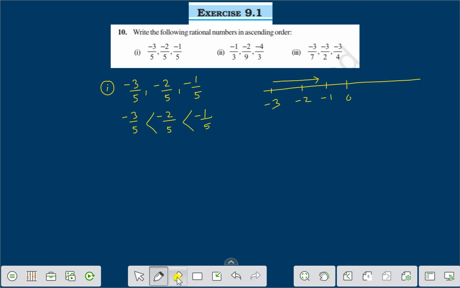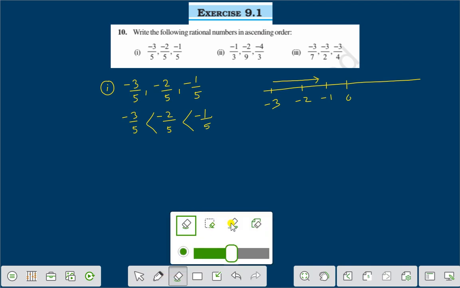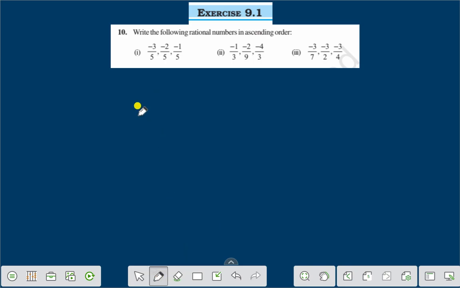Now we'll solve question number 2. Question number 2 here you see is: minus 1 by 3, minus 2 by 9, minus 4 by 3.